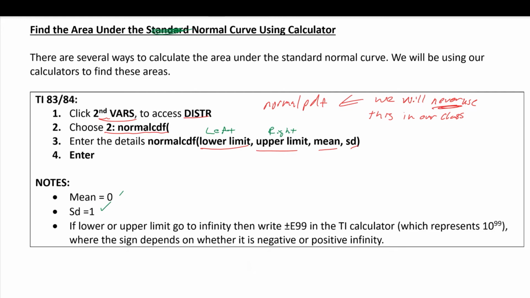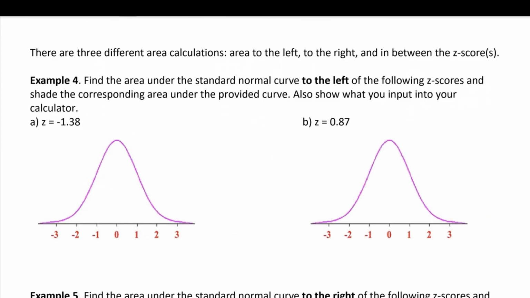Now, if our upper and lower limits go all the way to infinity, we're going to use the largest number our calculator can handle. And that's E99, whether a plus or a minus. And I'll show you how to access that E. This represents 10 to the 99th power. All right, so we're going to do a bunch of examples in rapid succession, and that way you're going to get accustomed to using your calculator.